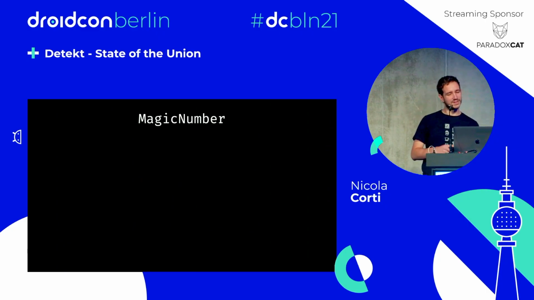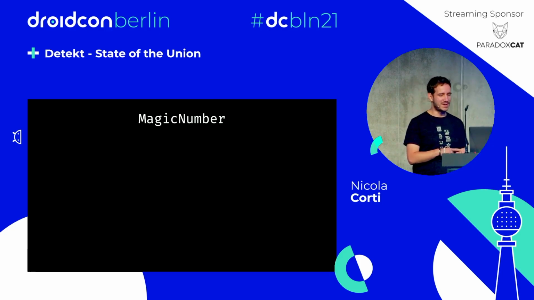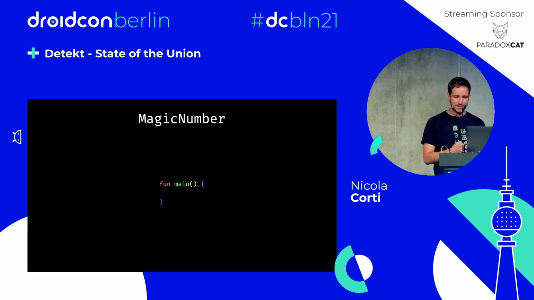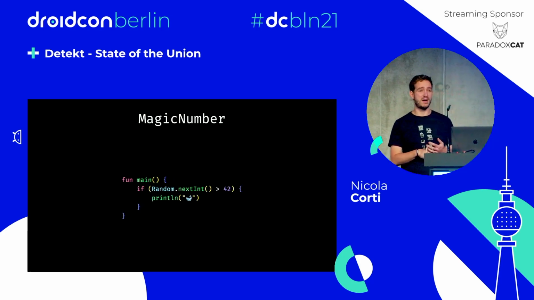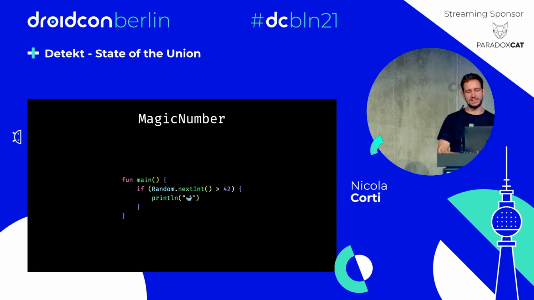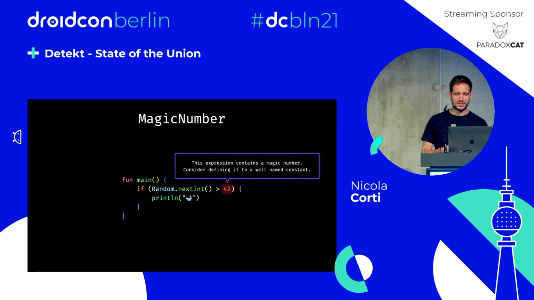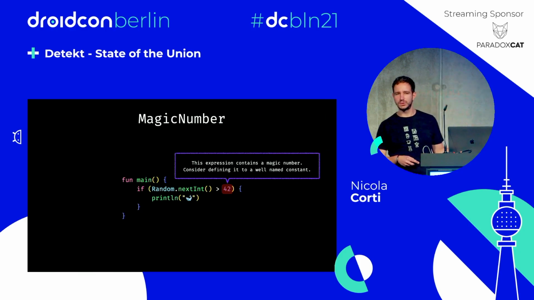We have another rule called magic number. I heard a lot of people are unhappy with this rule, so today I'm here also to understand why you folks are unhappy with that. Magic number checks if you have numbers in your code that are hard for a reader to understand. For example, you might compare an integer with the number 42, and Detekt will tell you, hey, this expression contains a magic number. Consider defining it as a well-named constant, like exporting it to a constant, and whoever reads that will better understand why you have 42 there and not 41 or 43.